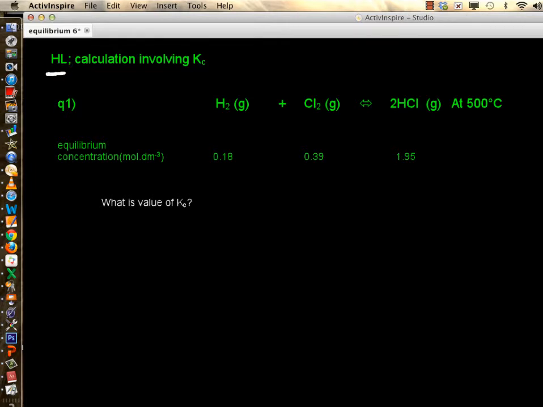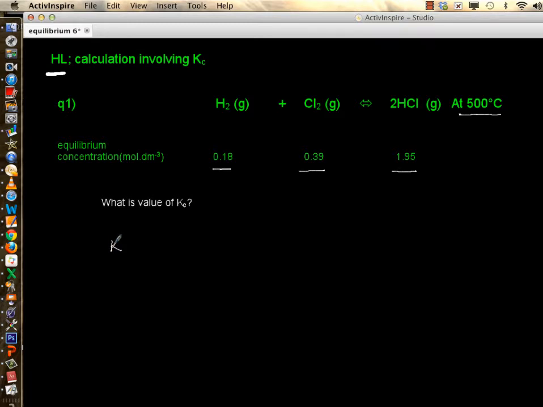So the first question is rather, you have an equation of hydrogen mixing with chlorine. There is a double arrow equilibrium that produces hydrogen chloride at a given temperature. It's important that the temperature is given to us. So it's specific at 500 degrees Celsius. Then there is another piece of information. Equilibrium concentrations, in mole per decimeter cube, are given. Hydrogen is 0.18, chlorine is 0.39, and hydrogen chloride is 1.95. What is the value or magnitude of Kc, the equilibrium constant?